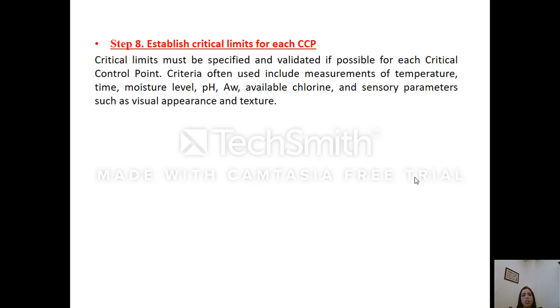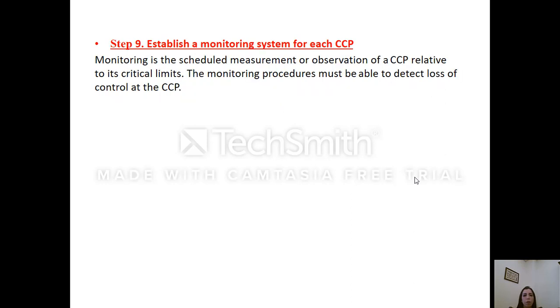For example, let's say that the critical limit for the pasteurization of tomato paste is 85 to 90. So if we are at 95, it's outside the critical limit, it's non-conform. And if we are at 65, it's the same as well. So we need to put in place critical limits for everything, for moisture level, for pH, for water activity, for chlorine, and all the time we need to state the reference as well.